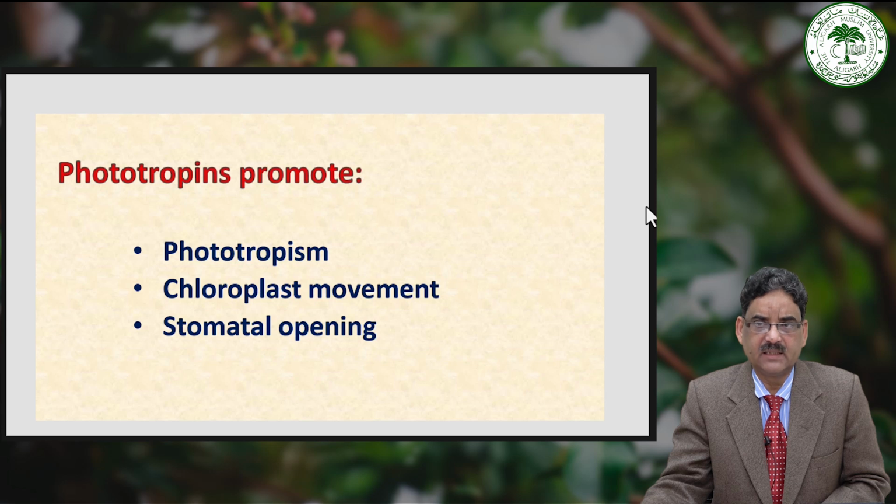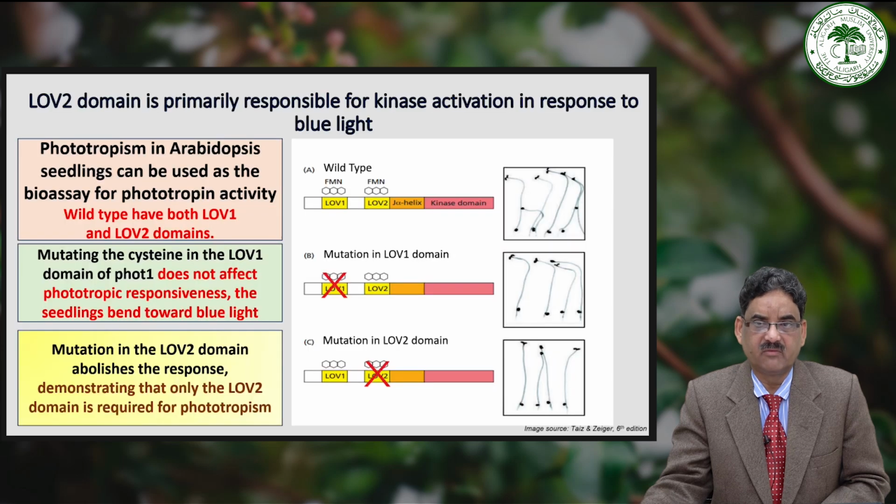Phototropins basically serve as key regulators in promoting phototropism, chloroplast movement, as well as stomatal opening by orchestrating responses to blue light in plants. Their ability to sense and transduce light signals allows plants to optimize their growth, photosynthetic efficiency, and water balance in varying light conditions. Now we will discuss each physiological role facilitated by phototropin.